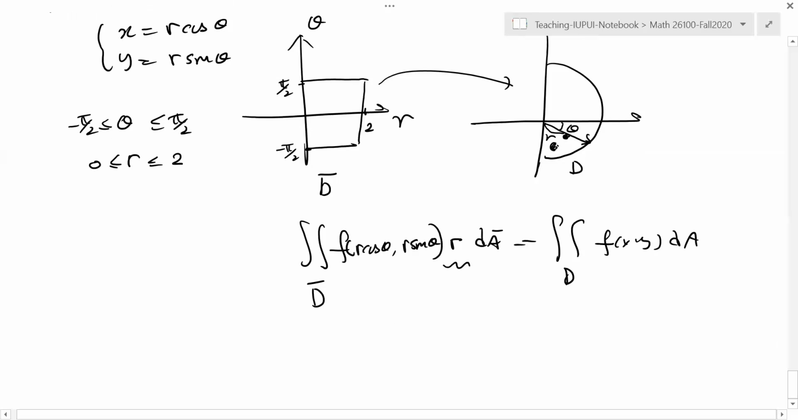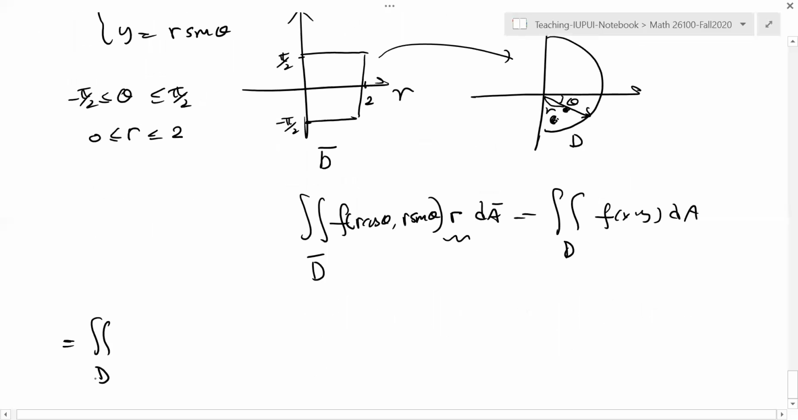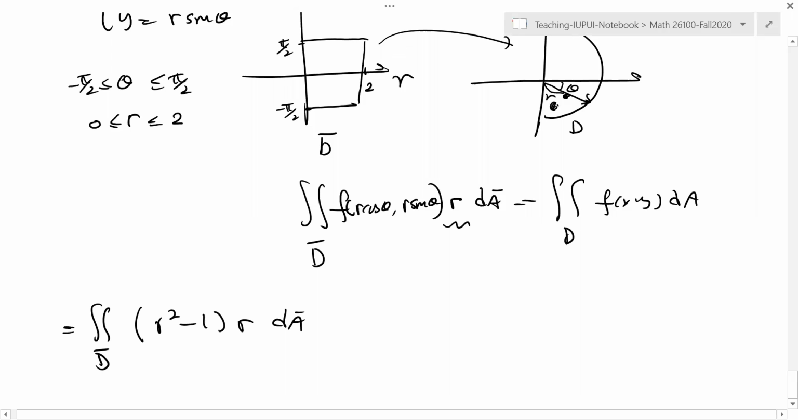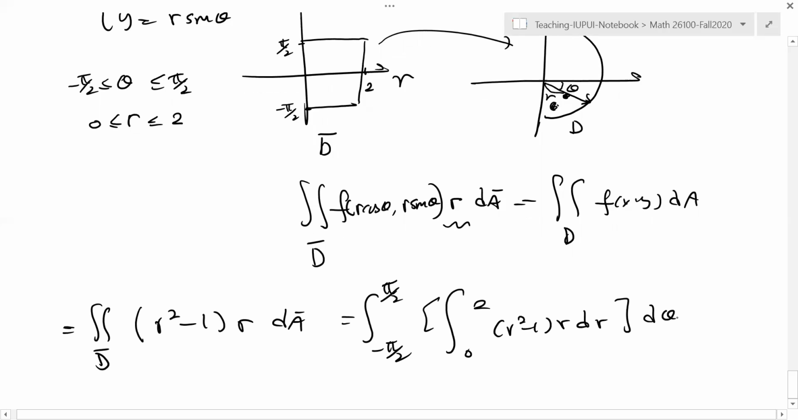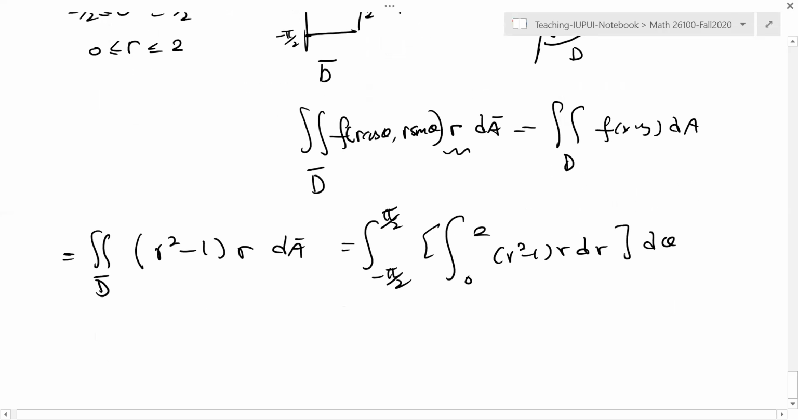Okay, so let's simplify the function first. The function is x squared plus y squared, which is just r squared, right? And minus 1, times r, and then dr d theta. Our domain is also a rectangular domain, so you can use any of this. From 0 to 2, of r squared minus 1, r dr, and then d theta. So you see, it's very simple.